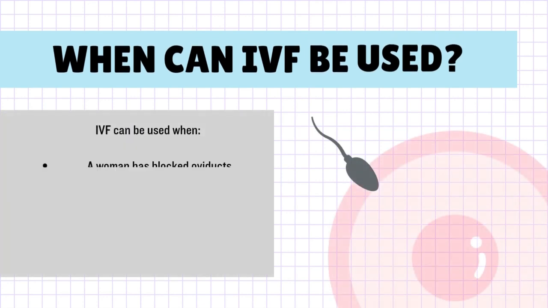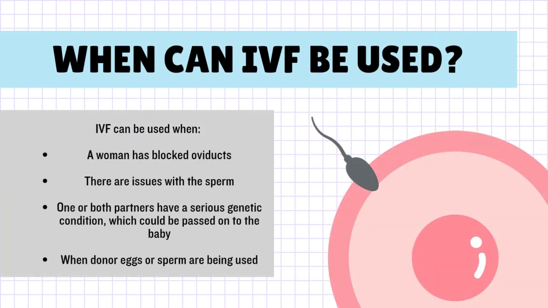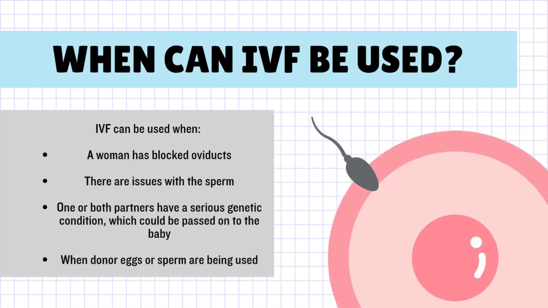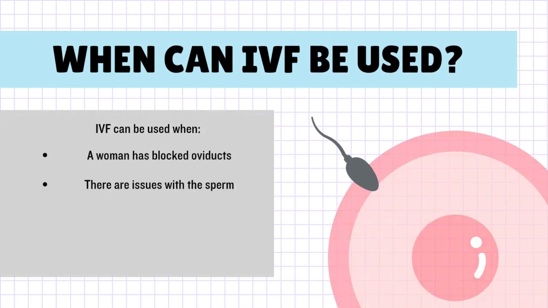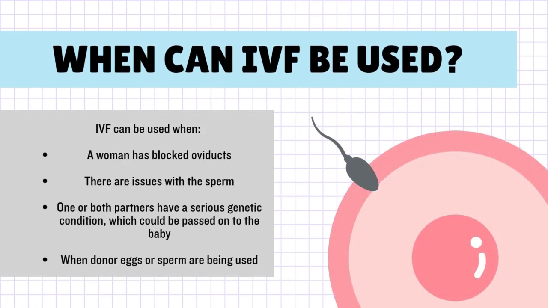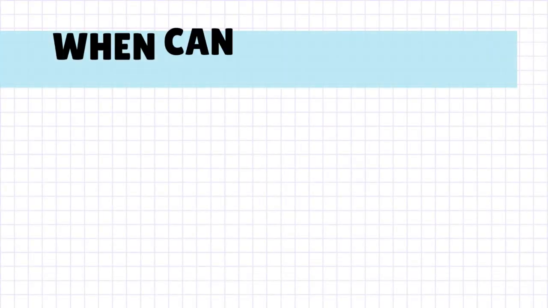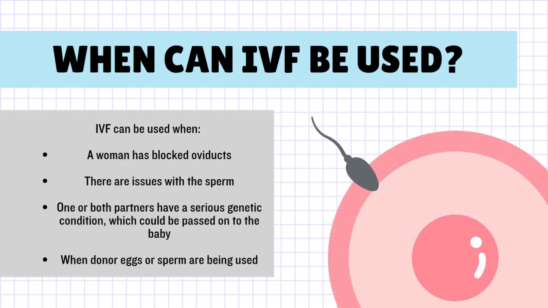When can IVF be used? IVF can be used when a woman has blocked oviducts. There are issues with the sperm. One or both partners have a serious genetic condition, which could be passed on to the baby. When donor eggs or sperm are being used.